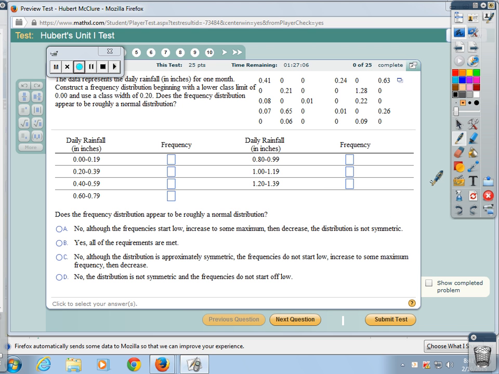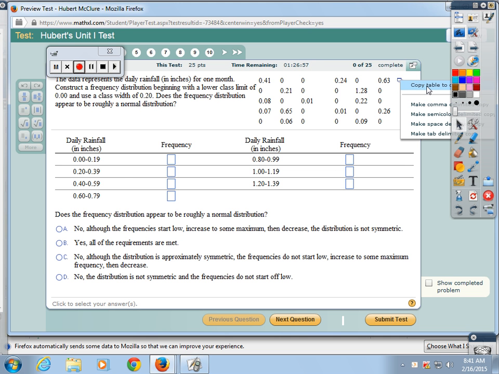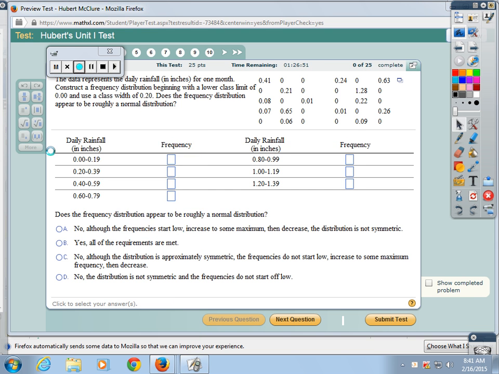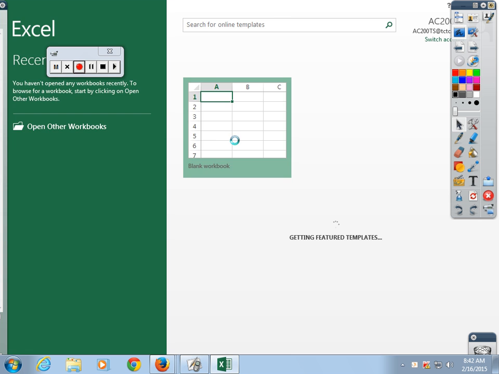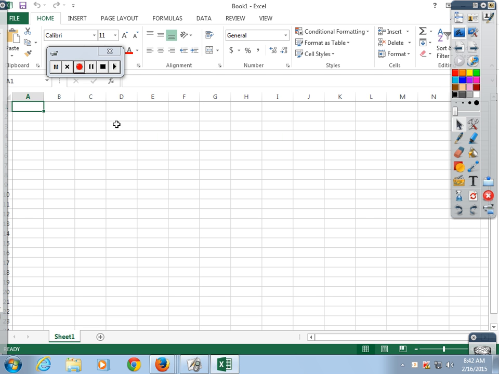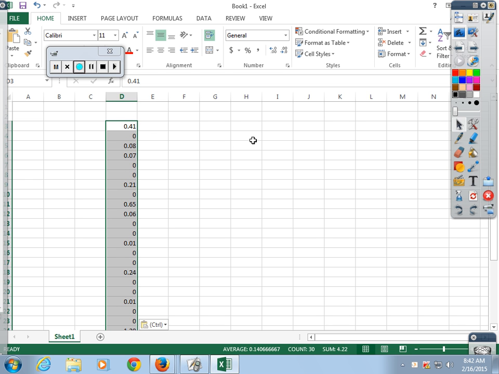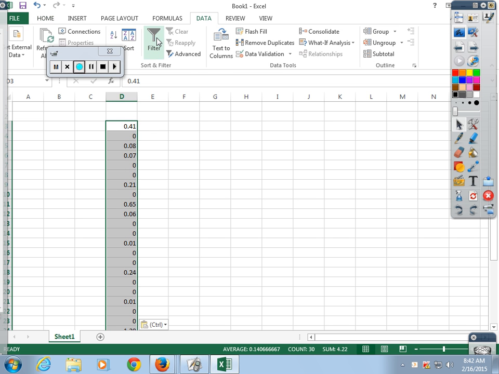Alright, this problem is pretty straightforward. If you want to do it real quick, click on the copy table and pull up your Excel spreadsheet. The only reason you do this on the test is to save time. You don't have to do anything but put them in order. Paste, then Data, then sort A to Z. And there. You don't have to do anything but put them in order.